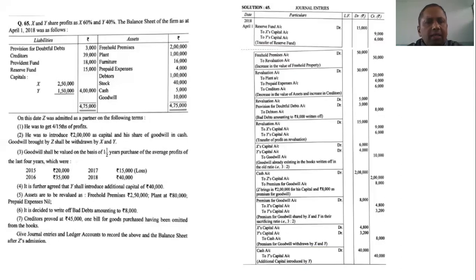And at the end, Cash Account debited to Z Capital, the additional capital introduced by Z. As the new partner brought his share of capital in cash, we write the journal entry: Cash Account debited to the new partner's Capital Account. So in this question also, Z introduced fresh capital, so Cash Account is debited to Z's Capital Account. This is the journal entry.